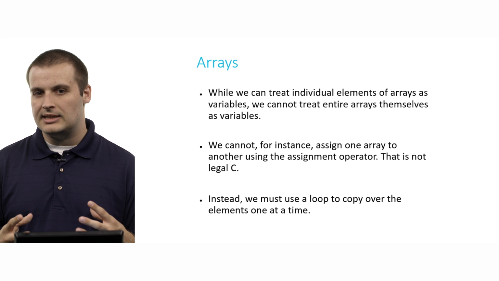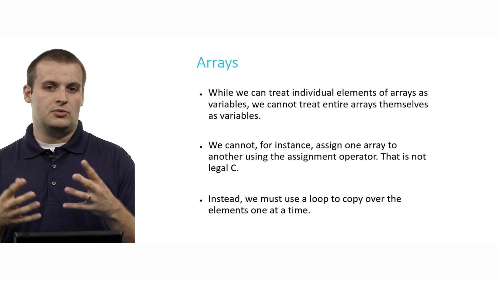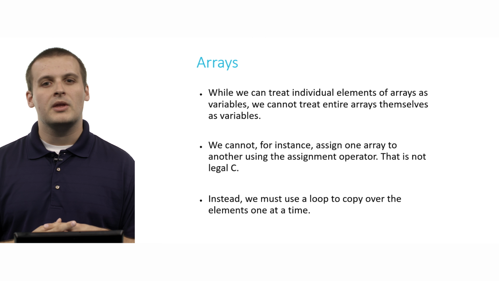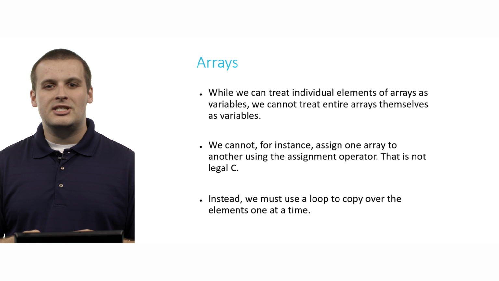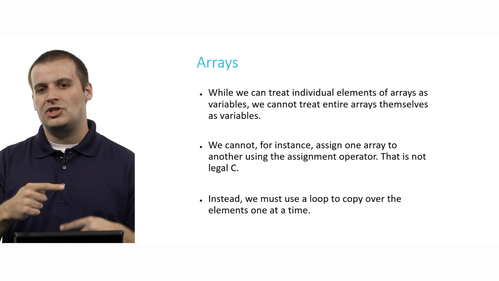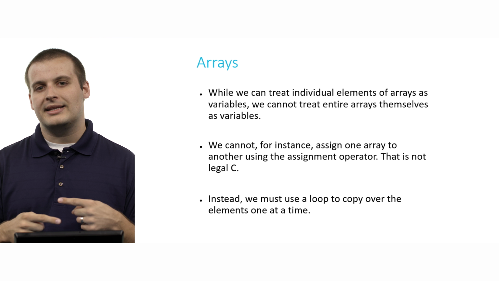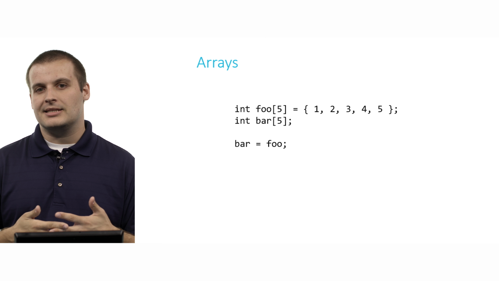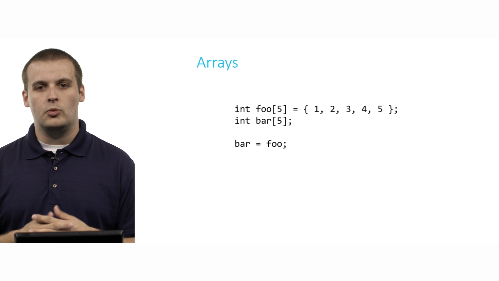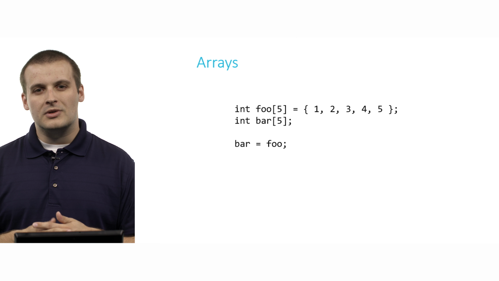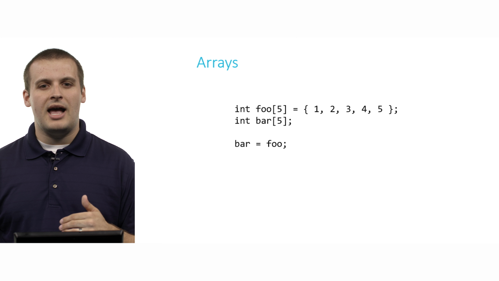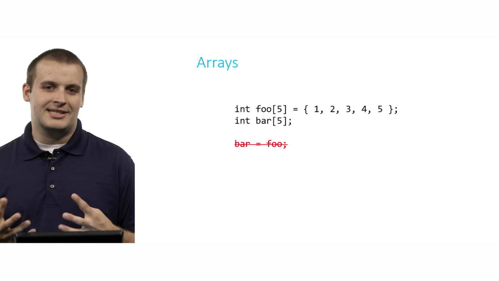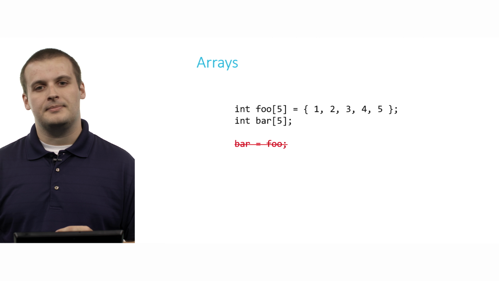It's not legal C. What we would be doing in that example would be to copy one array into another. If we want to do that, we actually need to use a loop to copy over each individual element one at a time. I know it's a little time consuming. So for example, if we had these couple lines of code, would this work? Well, no, it wouldn't, right? Because we're trying to assign foo to bar. That's not going to work because it's an array, and we just described that that's not legal C.